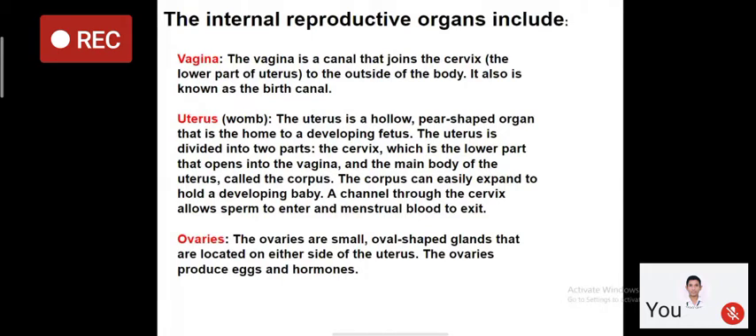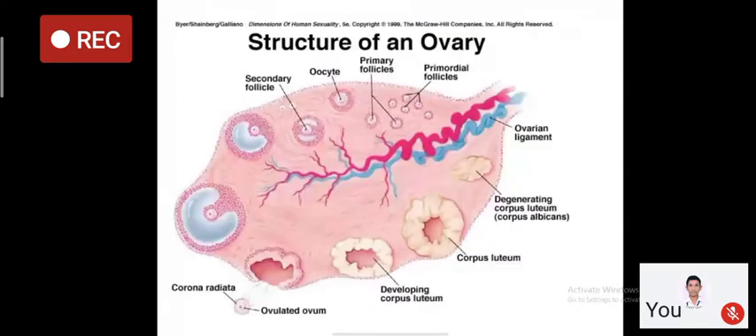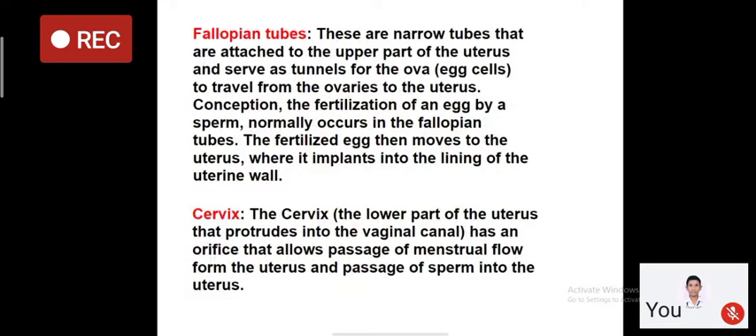Ovaries. The ovaries are small, oval-shaped glands that are located on either side of the uterus. The ovaries produce eggs and hormones. So this is the structure of an ovary. Fallopian tubes. These are the narrow tubes that are attached to the upper part of the uterus and serve as tunnels for the ova to travel from the ovaries to the uterus. Conception. The fertilization of an egg by a sperm normally occurs in the fallopian tube. The fertilized egg then moves to the uterus, where it implants into the lining of the uterine wall.